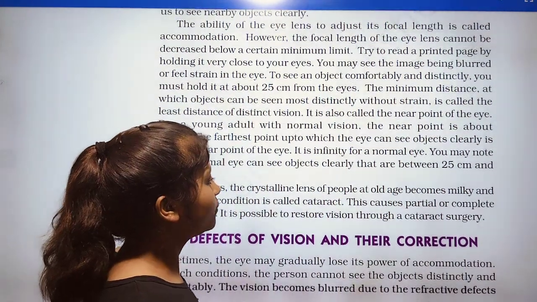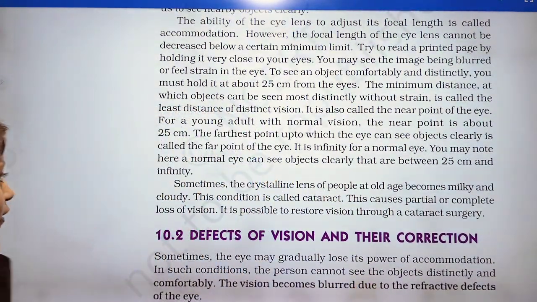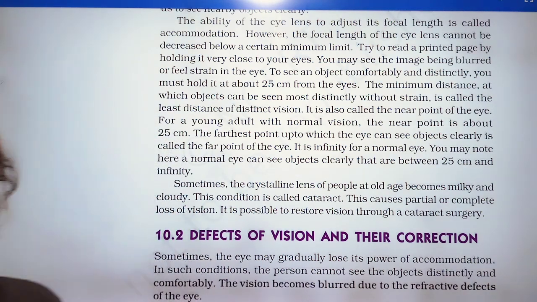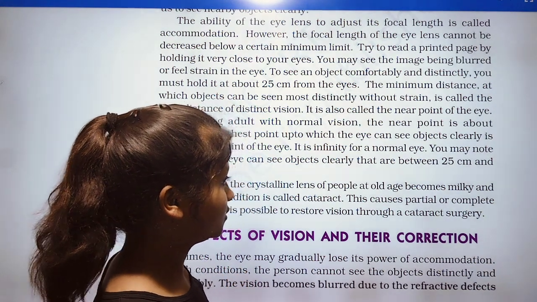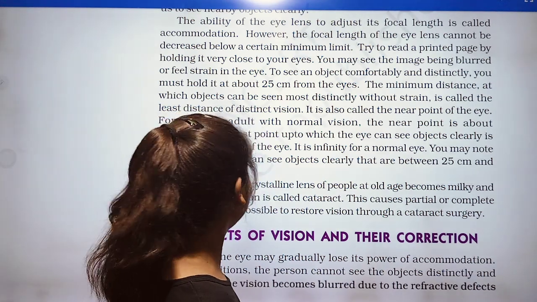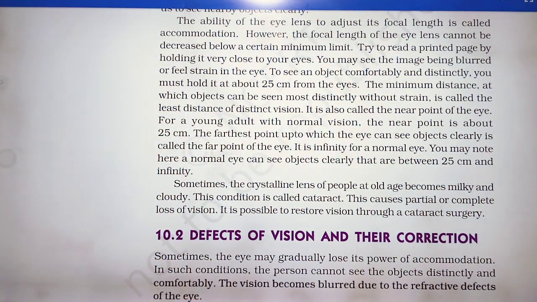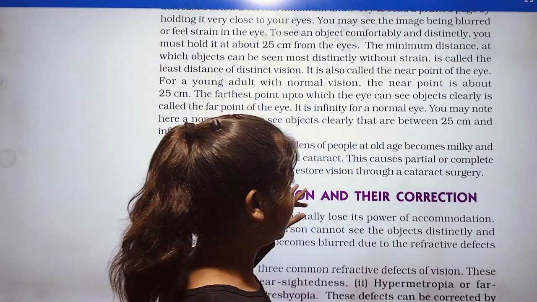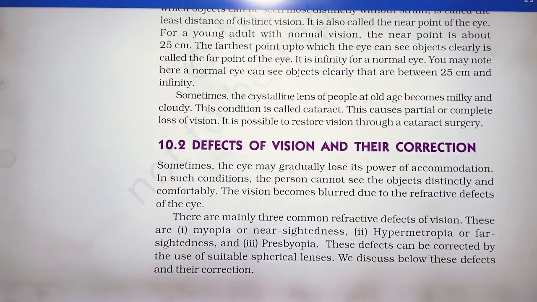Sometimes the crystalline lens of people at old age becomes milky and cloudy. This condition is called cataract, and it causes partial or complete loss of vision. It is possible to restore vision through cataract surgery. This type of defect can only be corrected with the help of surgery, called cataract surgery.